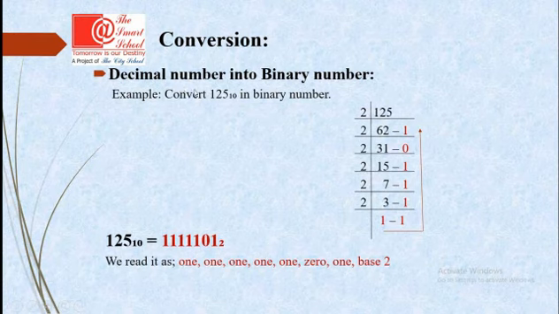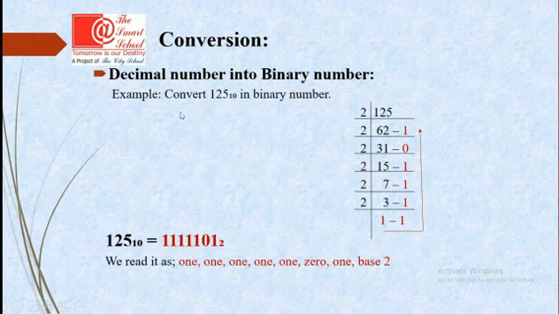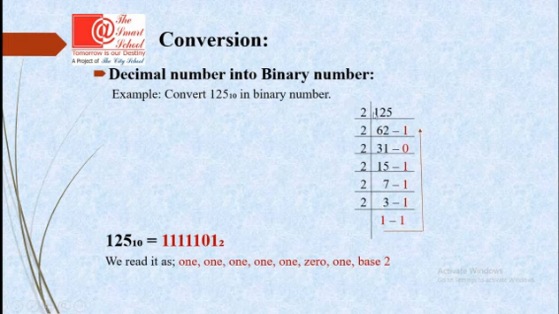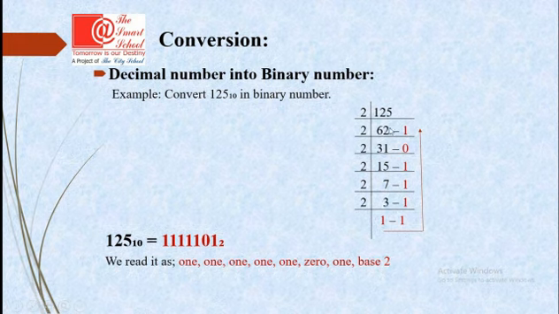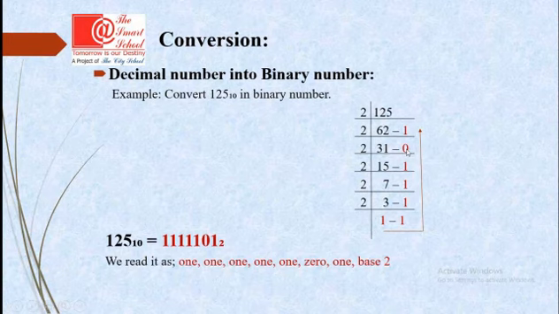Now conversion of decimal number into binary number. For that we have to use division method. So convert 125 base 10 into binary number, so we have to divide it by 2. So 125 divided by 2 is 62 and 1 is remainder. Then 62 divided by 2 is 31 and 0 is remainder.